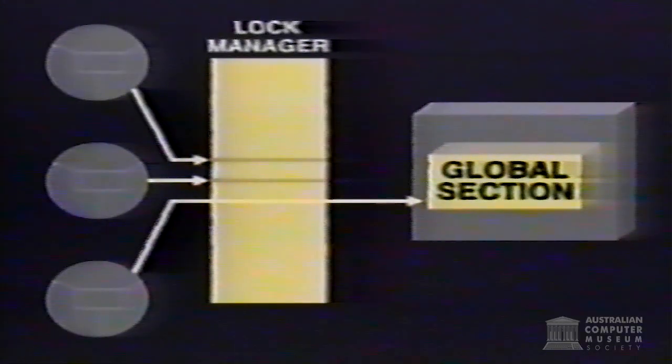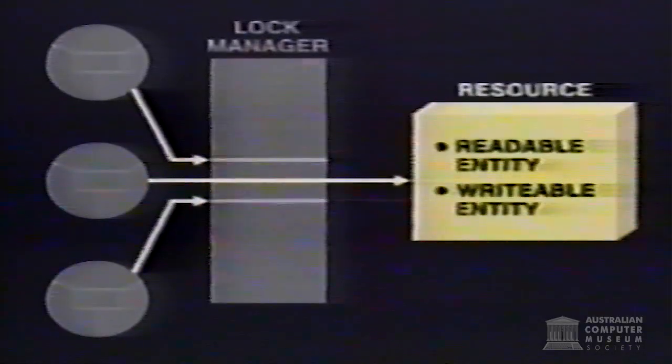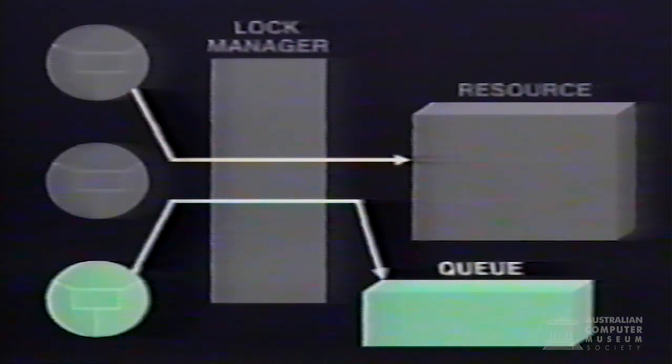The VMS Lock Manager is often used to synchronize access to a global section. In general, the Lock Manager is used when two or more processes share any resource. A resource is defined as any readable or writable entity on the system. Some examples of resources are global sections, files, data structures, I/O devices, and databases. If access to a resource cannot be granted immediately, a queuing mechanism is provided for a process to wait until it can be granted access to the resource.